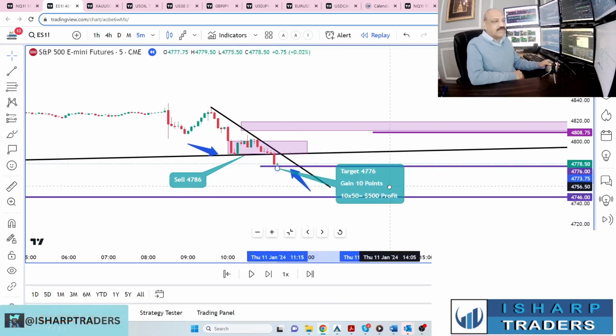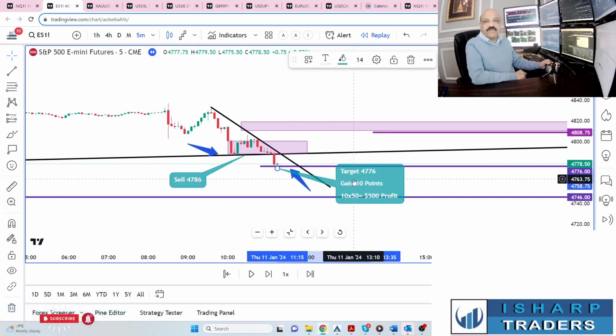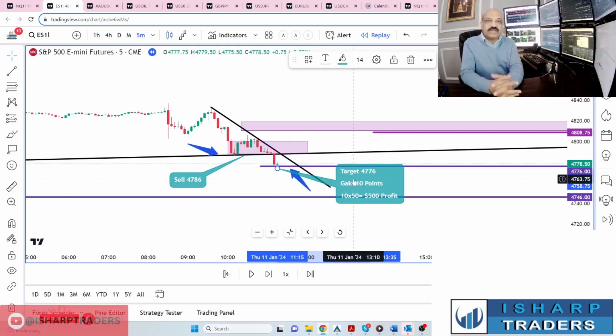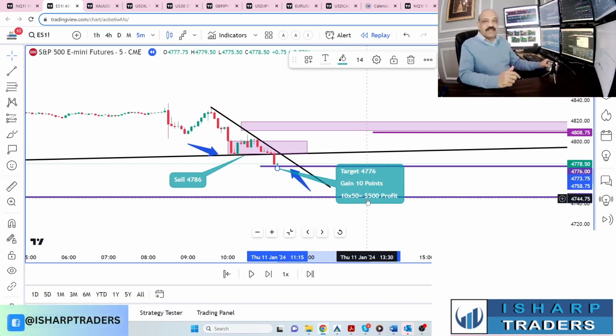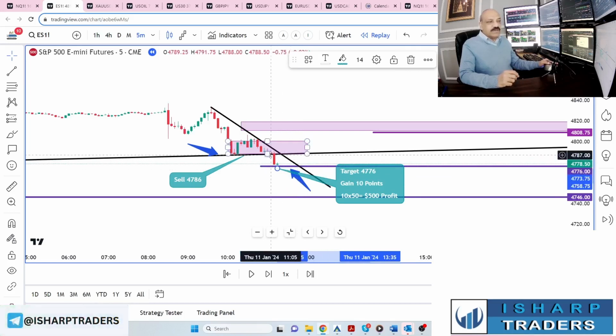So 10 points means, in S&P 500, 1 point is equal to $50. Nasdaq has $20 per point, but S&P 500 has $50 per point, because it is large, big cap companies, 500 companies. So the point size is big too. So if you make 10 to 15 points, or 20 points, depending on the situation, normally 10 to 15 points is good on S&P 500.